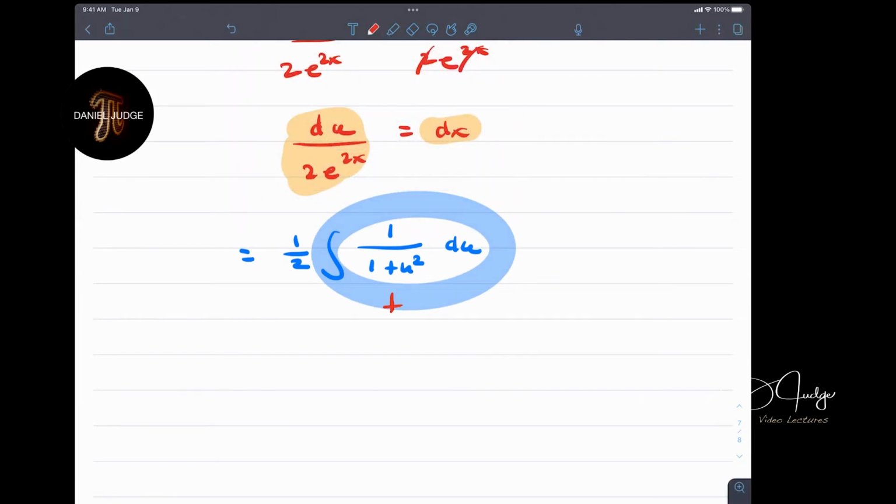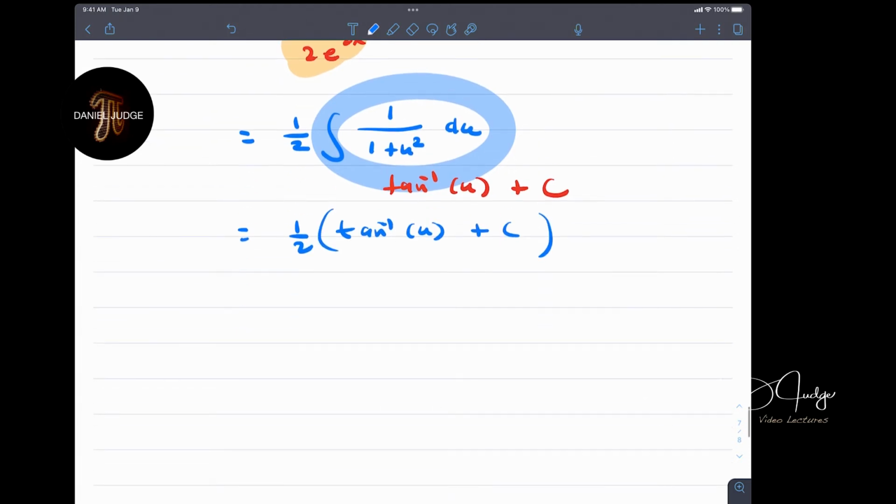So at this point, here's what we get. That's inverse tangent u plus c. So we identify the formula. 1/2 inverse tangent u plus c. We get to distribute that. So it'll be 1/2.